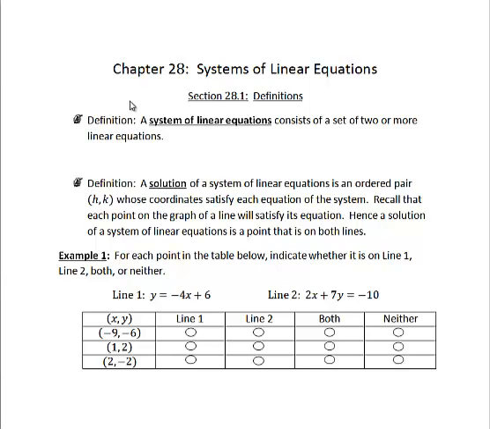Chapter 28, Systems of Linear Equations. In the previous chapter, 27, we learned how to write the equation for a line. In 28, basically what we're going to look at are two equations of two lines. So a system is a set of two or more linear equations.